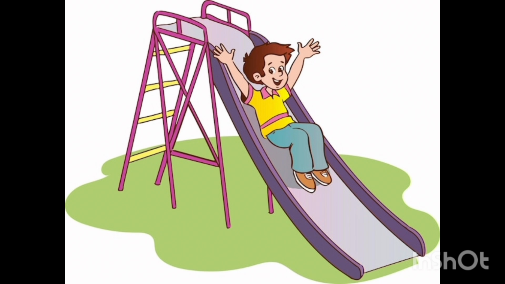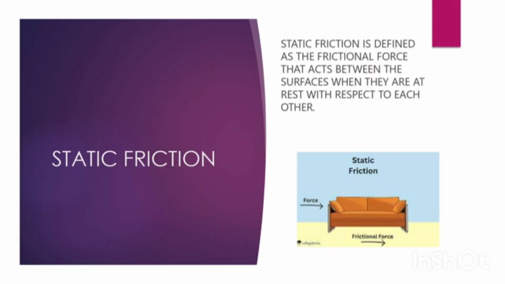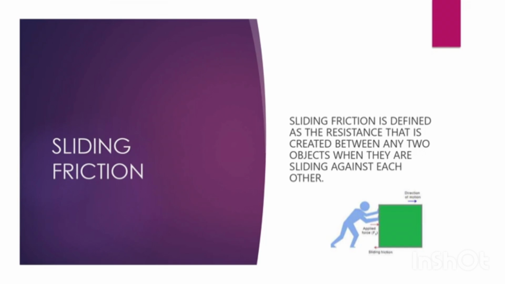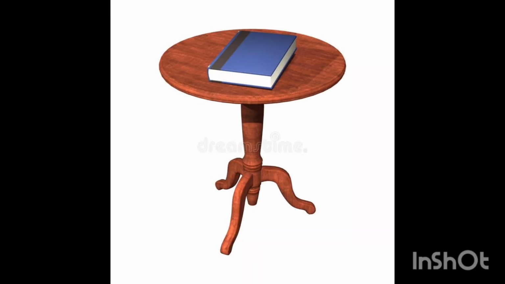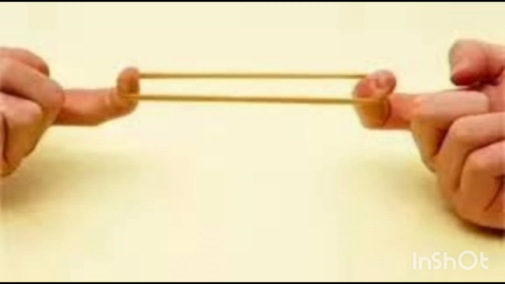Let's see the types of friction. We have four types of friction: static friction, sliding friction, rolling friction, and fluid friction. Let's see static friction. Static friction is defined as the frictional force that acts between the surfaces when they are at rest with respect to each other. A book sitting on a table, a person walking, a rubber band stretched around a book. These are a few examples of static friction.